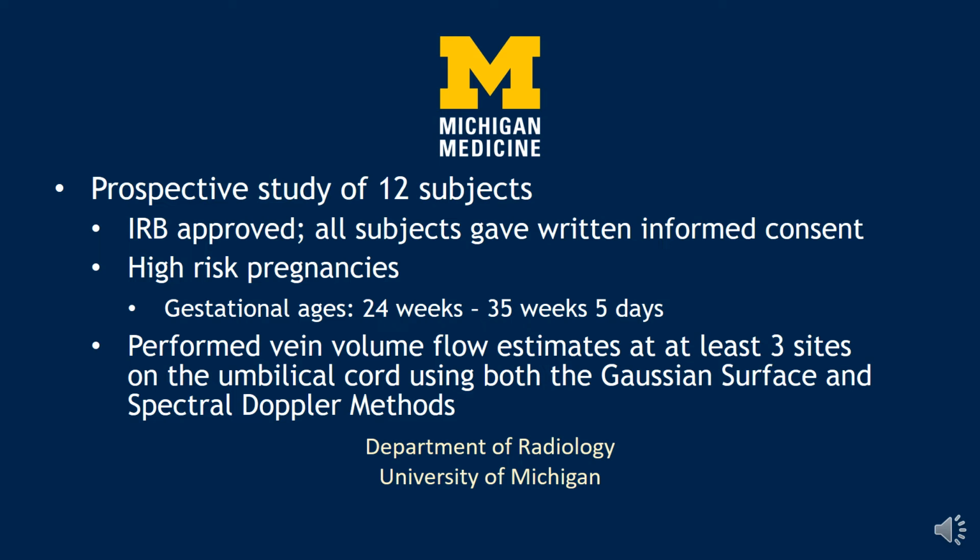We performed volume flow estimates at at least 3 sites along the umbilical cord using both the Gaussian surface and the spectral Doppler methods. The sites were often not identical because the acquisitions are different, meaning that the Gaussian surface method can acquire umbilical flow at odd angles or directly along the flow, whereas the spectral Doppler method required an angle correction. So typically we wanted to acquire at less than 60 degrees. We also needed to be able to measure the diameter of the umbilical vein, and this required the ability to actually see the walls well so we could make the measurement.